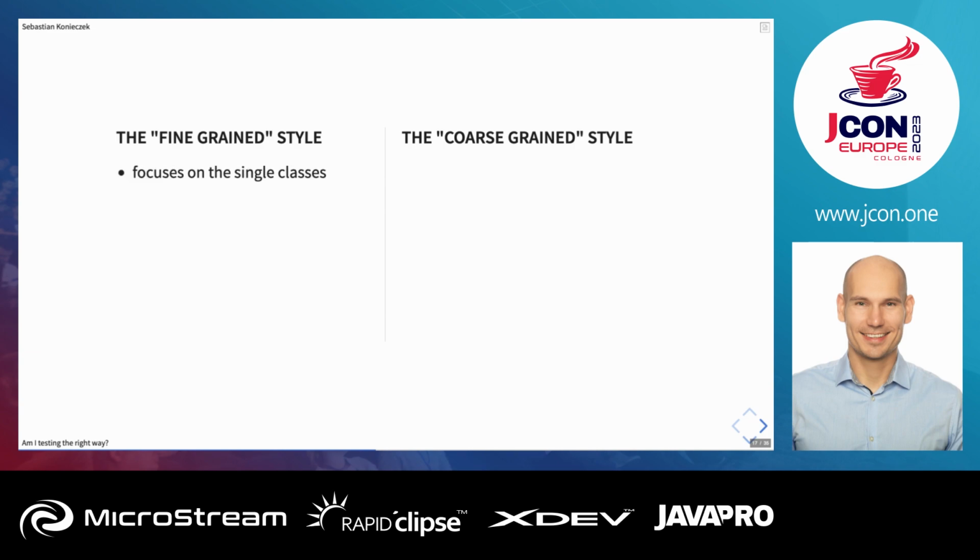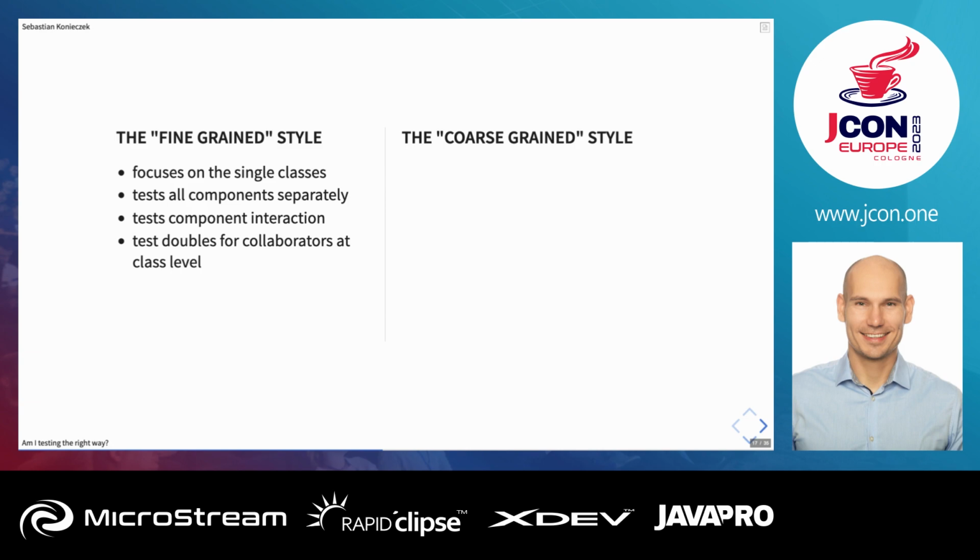With the fine-grained style, we focus on single classes for testing. This means that we test all components and all classes for our feature separately. This also includes that we need to test the component interaction somehow, to know that when we put it all together, all the gears work together correctly. In this style, we also use test doubles, so mock objects or fake objects, for collaborators at a class level. Everything that is external to the functionality of a class will be mocked away. In the end, this style has some parallels to the Mockist or London school of test-driven development, and also to the definition of solitary unit tests by Martin Fowler.